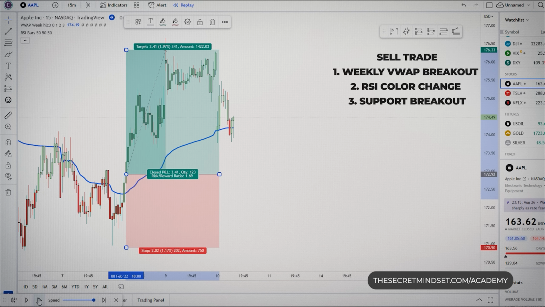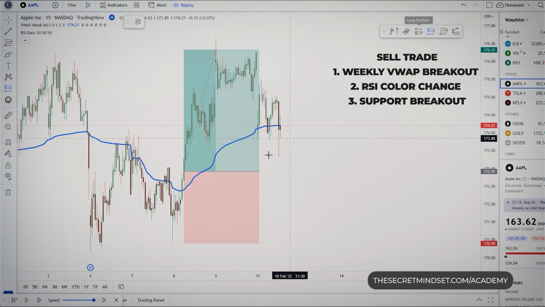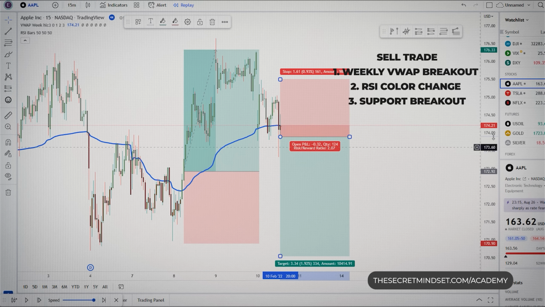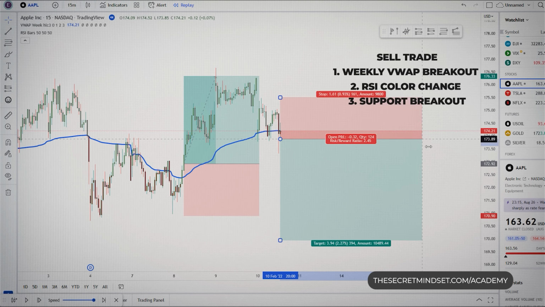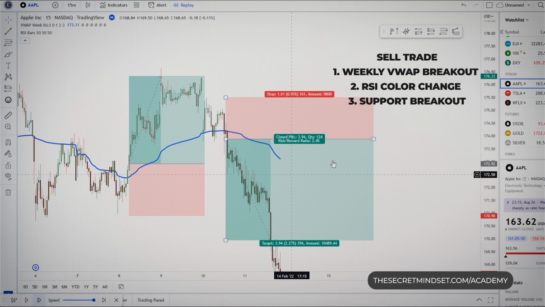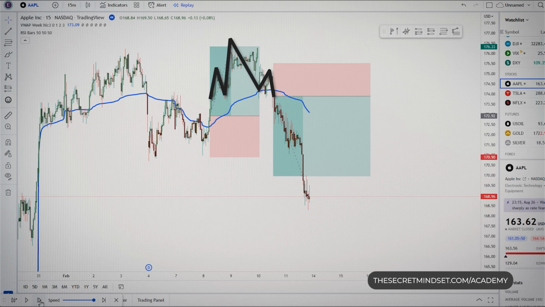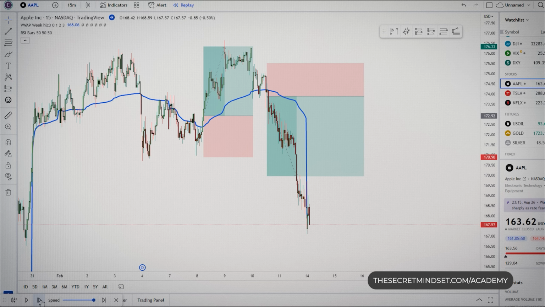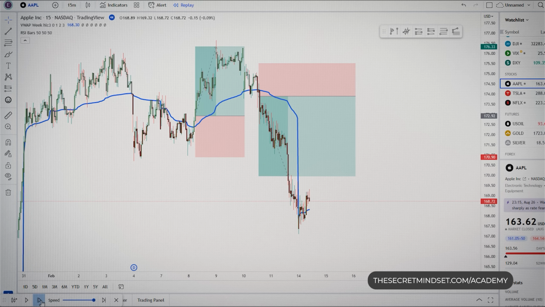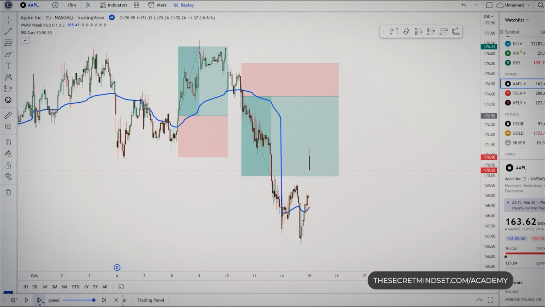And another breakout trade, a short one this time. We have a breakout below VWAP with RSI moving below 50 level. The trigger was this support breakout, which is the neckline breakout of a head and shoulders pattern. Like I said, when market trends, it's easy.